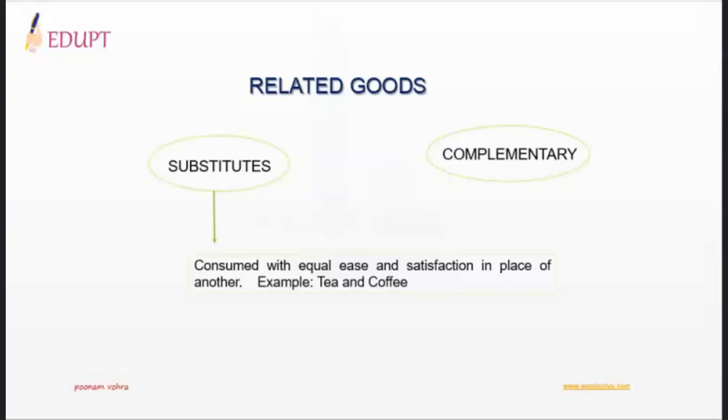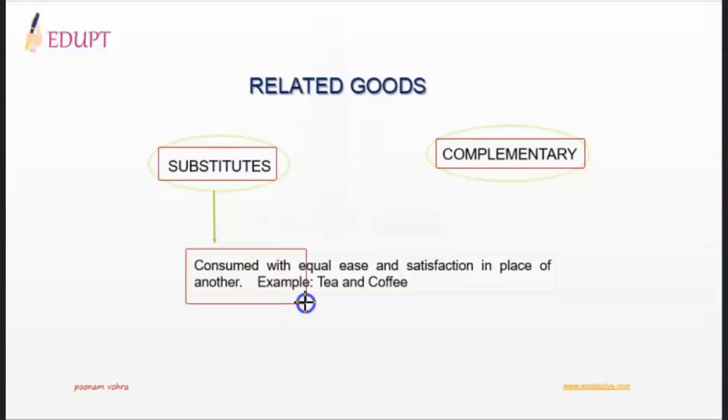Related goods are those goods whose change in price affects the demand for other related goods. They can be either substitute goods or complementary goods. Substitute goods are those goods where one good can be consumed with equal ease and satisfaction in place of another. For example, tea and coffee. These are substitutes of each other and give the same level of satisfaction.